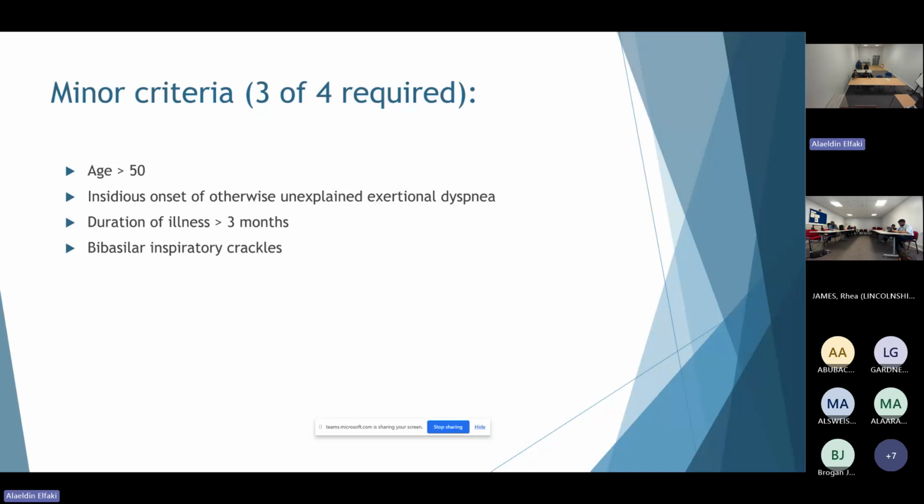In the minor criteria, age more than 50, as IPF usually occurs. Also progressive symptoms or shortness of breath for more than 3 months, and presence of fine velcro crepitations on chest examination.